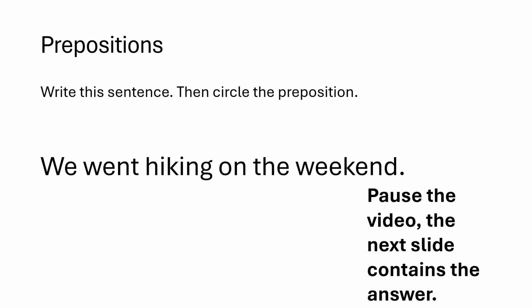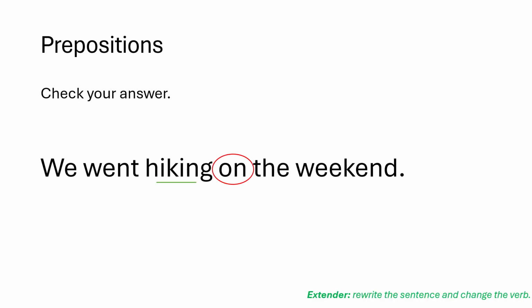Write this sentence, then circle the preposition. We went hiking on the weekend. Pause the video. The next slide contains the answer. Check your answer. We went hiking on the weekend. The preposition is on.